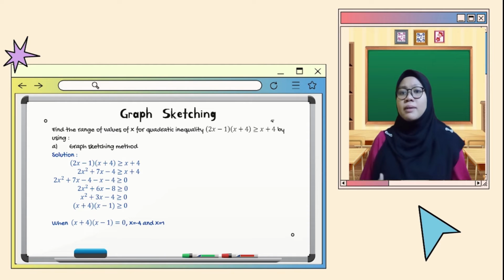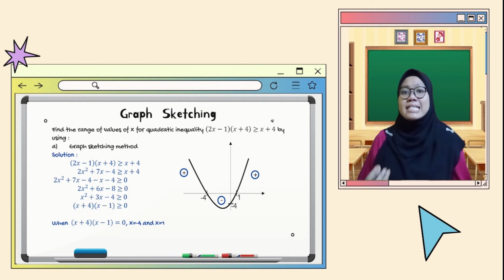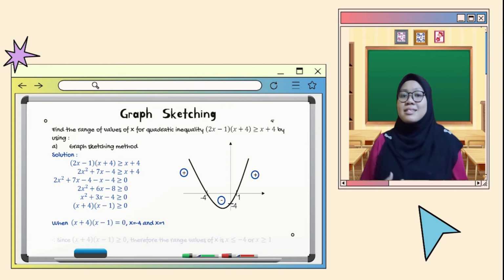To draw a graph, make the equation equal to 0 and then sketch a graph. We know that it is a smiley graph because it is a quadratic equation. We also know the x-intercepts, which are -4 and 1. Since we are solving the inequality that is more than or equal to 0, the range of values should be above 0. Hence, it will be positive values. Therefore, from there, we could clearly see the positive values on the graph, which is this. This is how you solve the quadratic inequalities by using the graph method.